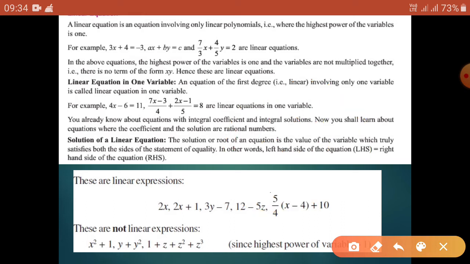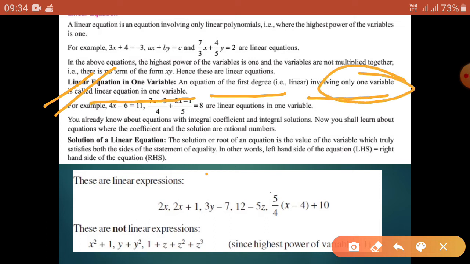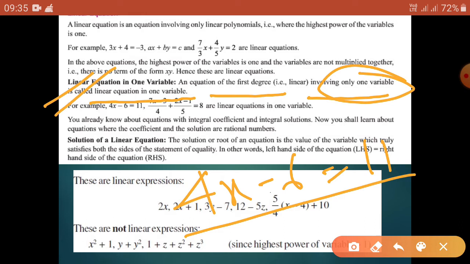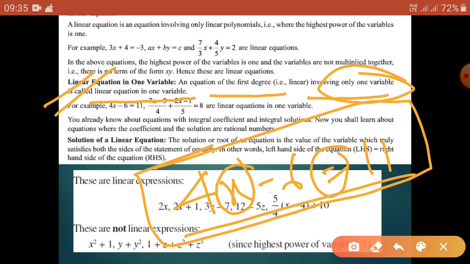We are learning about linear equations in one variable, so we have to take only one variable in our expression. An equation of the first degree involving only one variable is called a linear equation in one variable. Suppose here 4x minus 6 equal to 11. This is the equal sign, and here we are using only one variable. So if any equation has one variable, it is known as a linear equation in one variable.